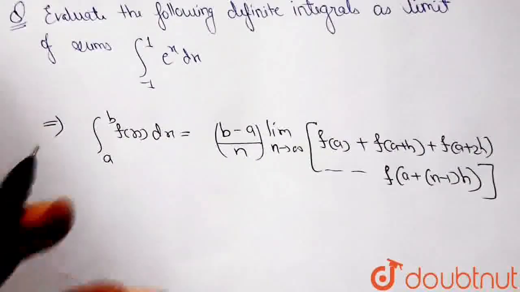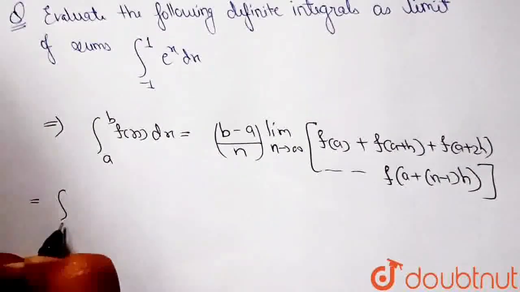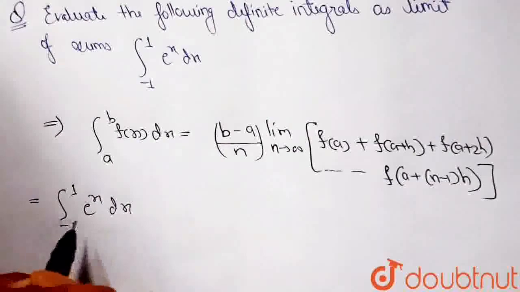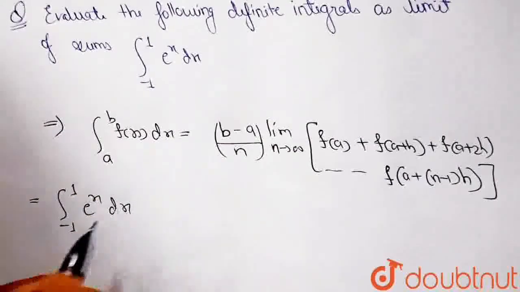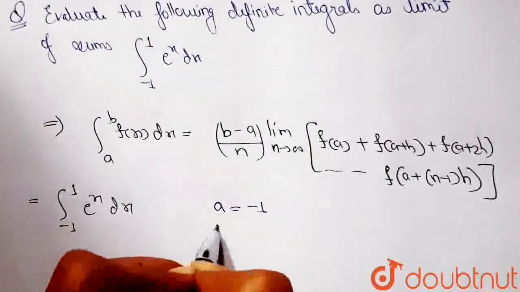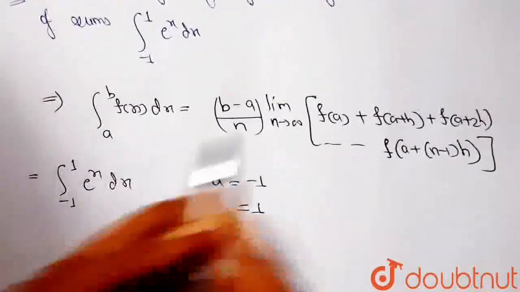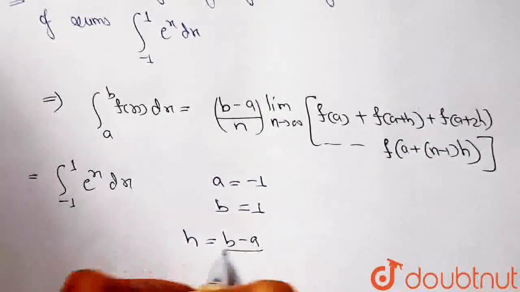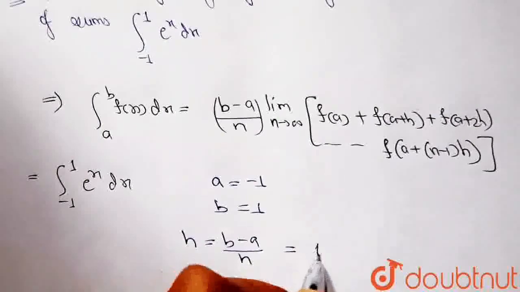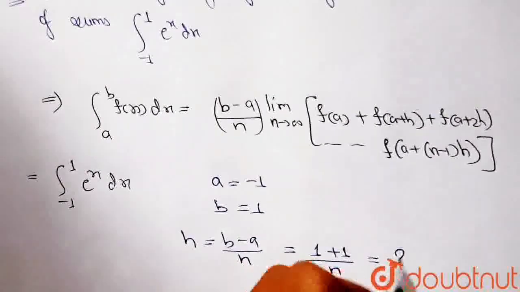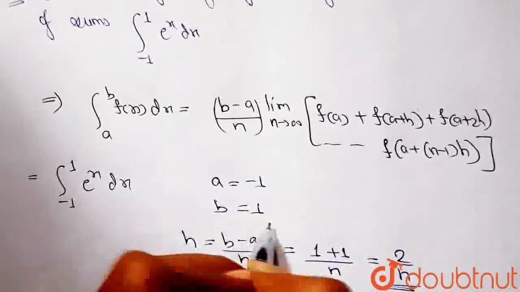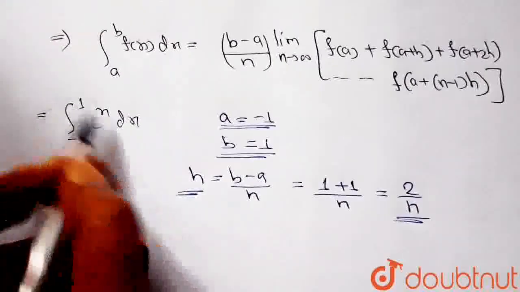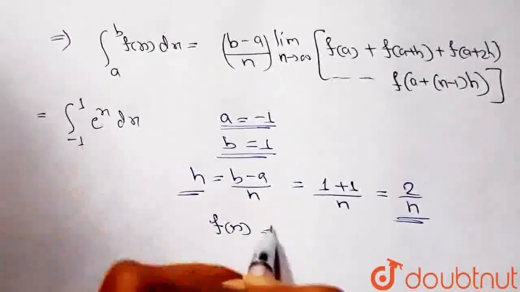Okay, so here in this question we have minus 1 to 1 e to the power x dx. If you compare these two things, we finally have a as minus 1, b as 1, and here the h is actually equal to b minus a divided by n, right? So h will be equal to 1 minus minus 1 divided by n, that is 2 by n. Okay, so the value of h is 2 by n, b is equal to 1 and a equals to minus 1. Okay, and also our function f of x is e to the power x, right?